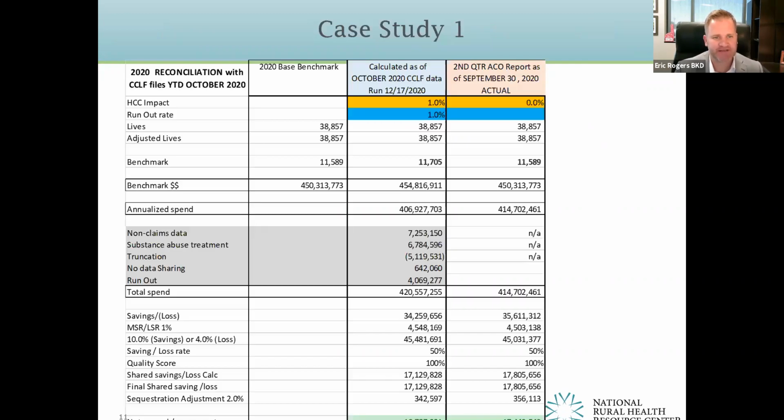So here's a good example of a reconciliation. How does Medicare come up with the fact that we were 1% over the target price? What all goes into that calculation? It is a bit of a black box, but there are some things that are known. For example, the HCC impact: we know that our coding and documentation can move the benchmark up or down.